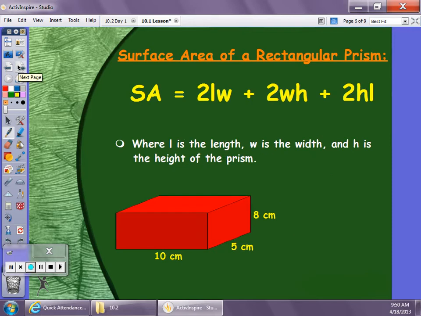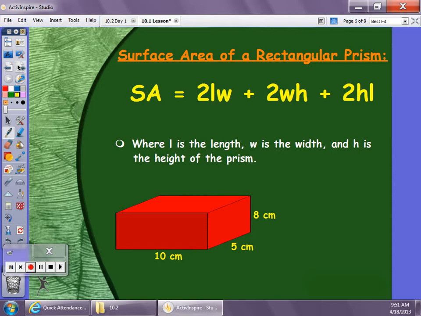To find the surface area of any rectangular prism, we can use the following formula. So the surface area is going to equal 2 times the length times the width plus 2 times the width times the height plus 2 times the height times the length, where again L is the length, W is the width, and H is the height of the prism.